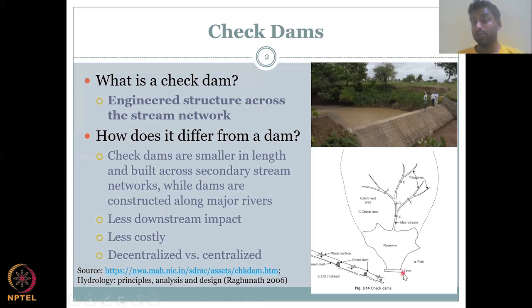Luckily, I have a figure which has both the large dam and the small dam, check dam in one image. You could see the C is a check dam and this is a large dam. What it says is there is less downstream impact.